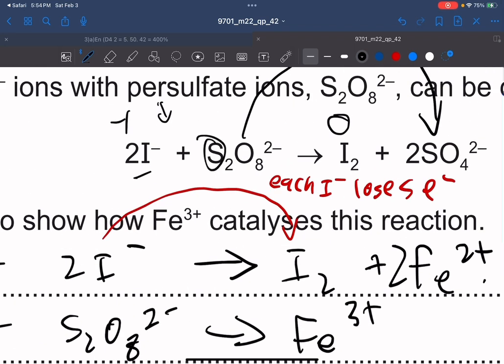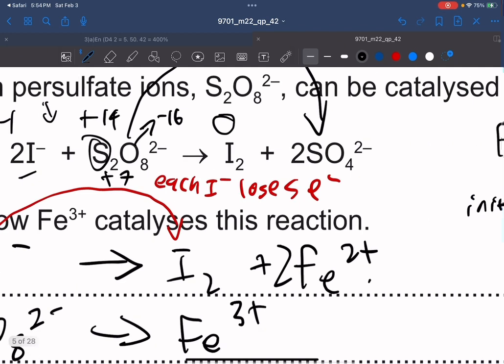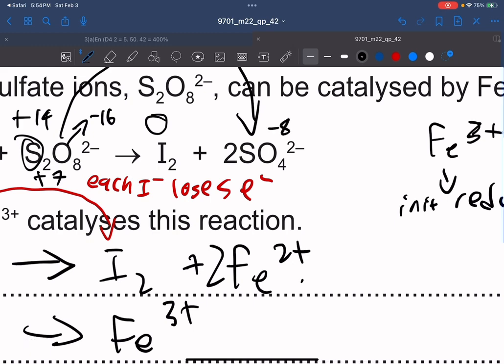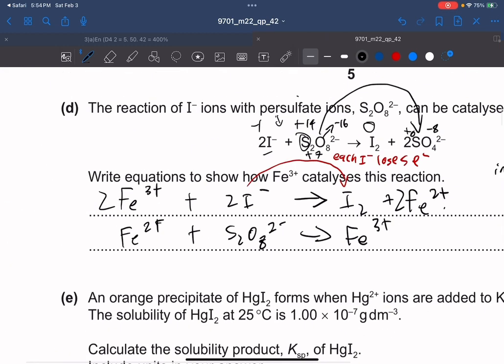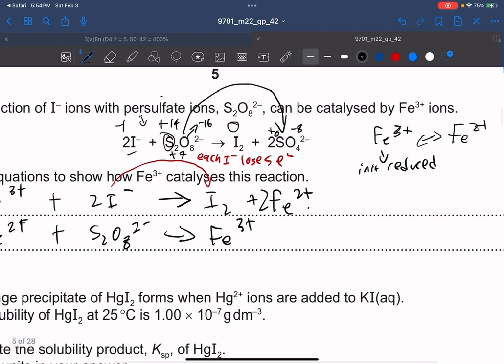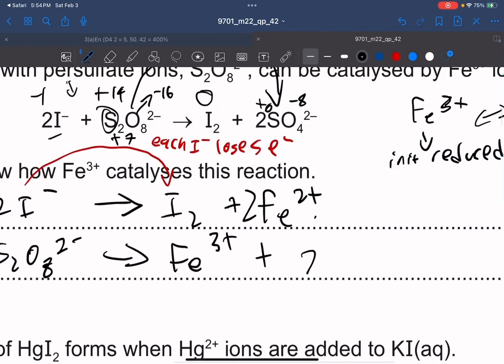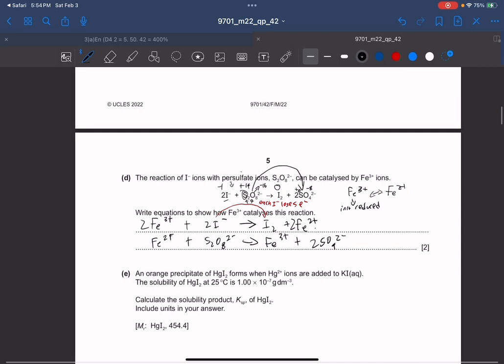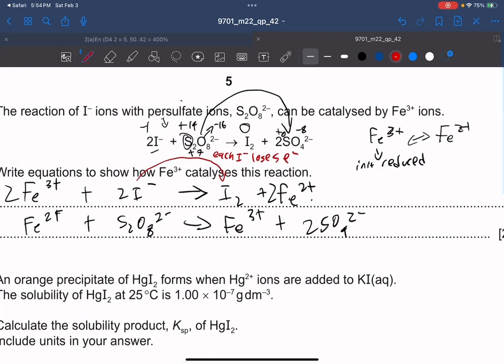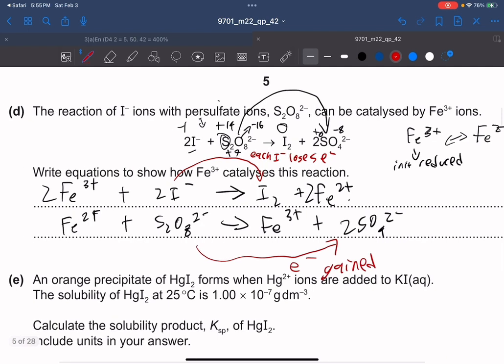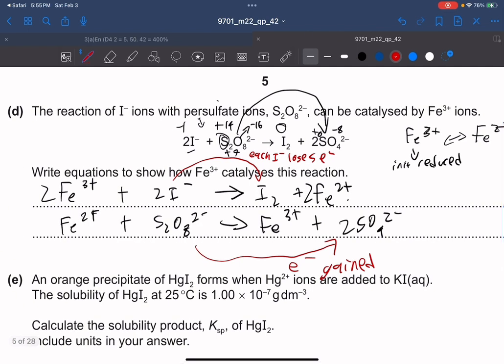So here the oxidation state is going to be plus 14. So each sulfur has an oxidation state of plus 7. Here it's going to be plus 6. So 1 electron moves between each sulfur ion. So we know it's going to be reduced into that. So again here, one electron is being gained.